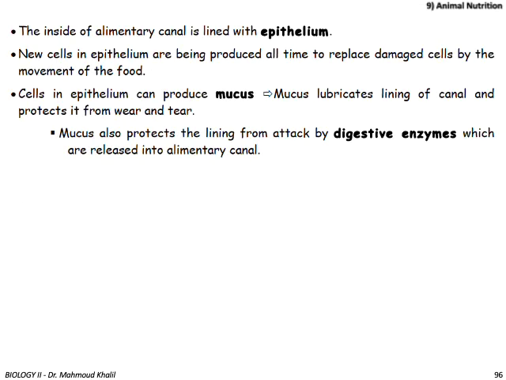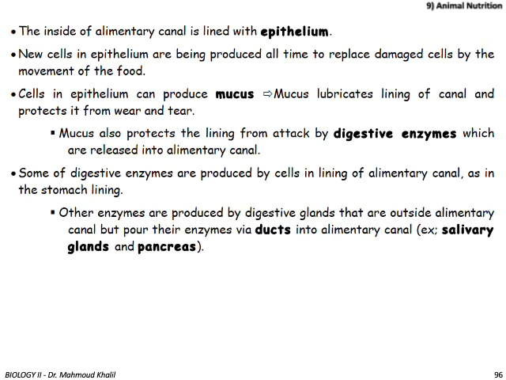The inside of the alimentary canal is lined with epithelium. New cells in the epithelium are being produced all the time to replace the damaged cells, because the movement of the food scratches the lining of the epithelium, so they are cast off and need to be renewed. Cells in the epithelium can produce mucus, and this mucus is important in lubricating the lining of the canal, and it protects it from wearing and tearing. Mucus also protects the lining from the attack of the digestive enzymes, which are released into the alimentary canal.